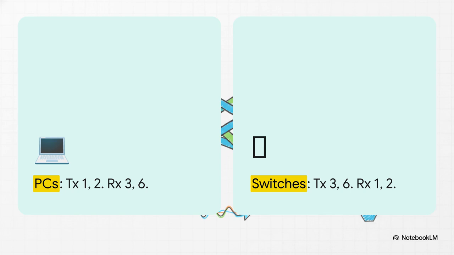They transmit on 3 and 6 and receive on 1 and 2. Back in the day, this was a massive headache. If you wanted to connect a PC straight to a router, you had to go track down a custom-wired crossover cable just to make sure the speaking pins lined up with the listening pins.